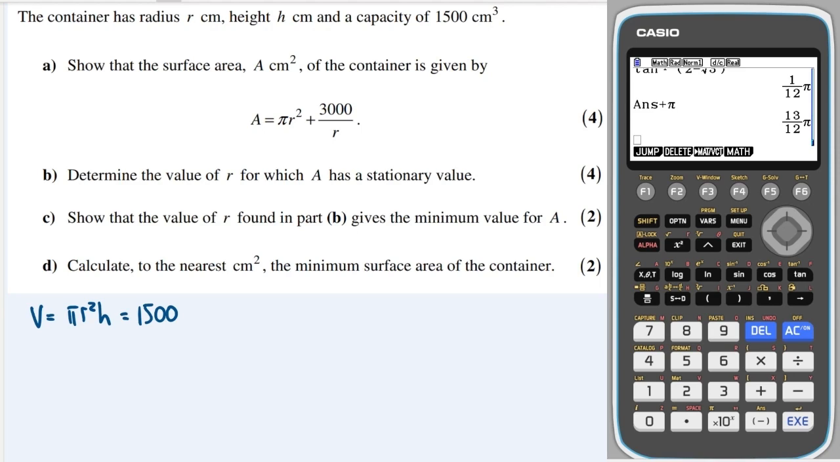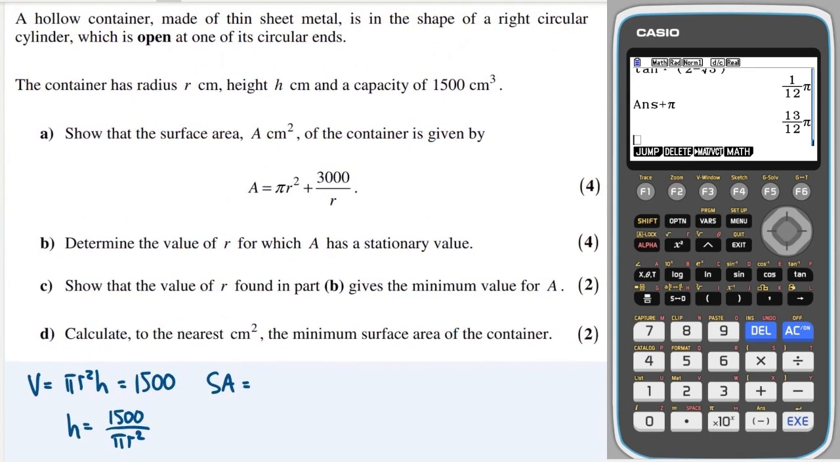And why do we do that? Well, this is then going to be able to give us an expression for the height, which we are going to use when we work out the surface area, because the surface area is not in terms of the height. Okay, how do I work out the surface area of a cylinder? Well, it's open at one of its circular ends.